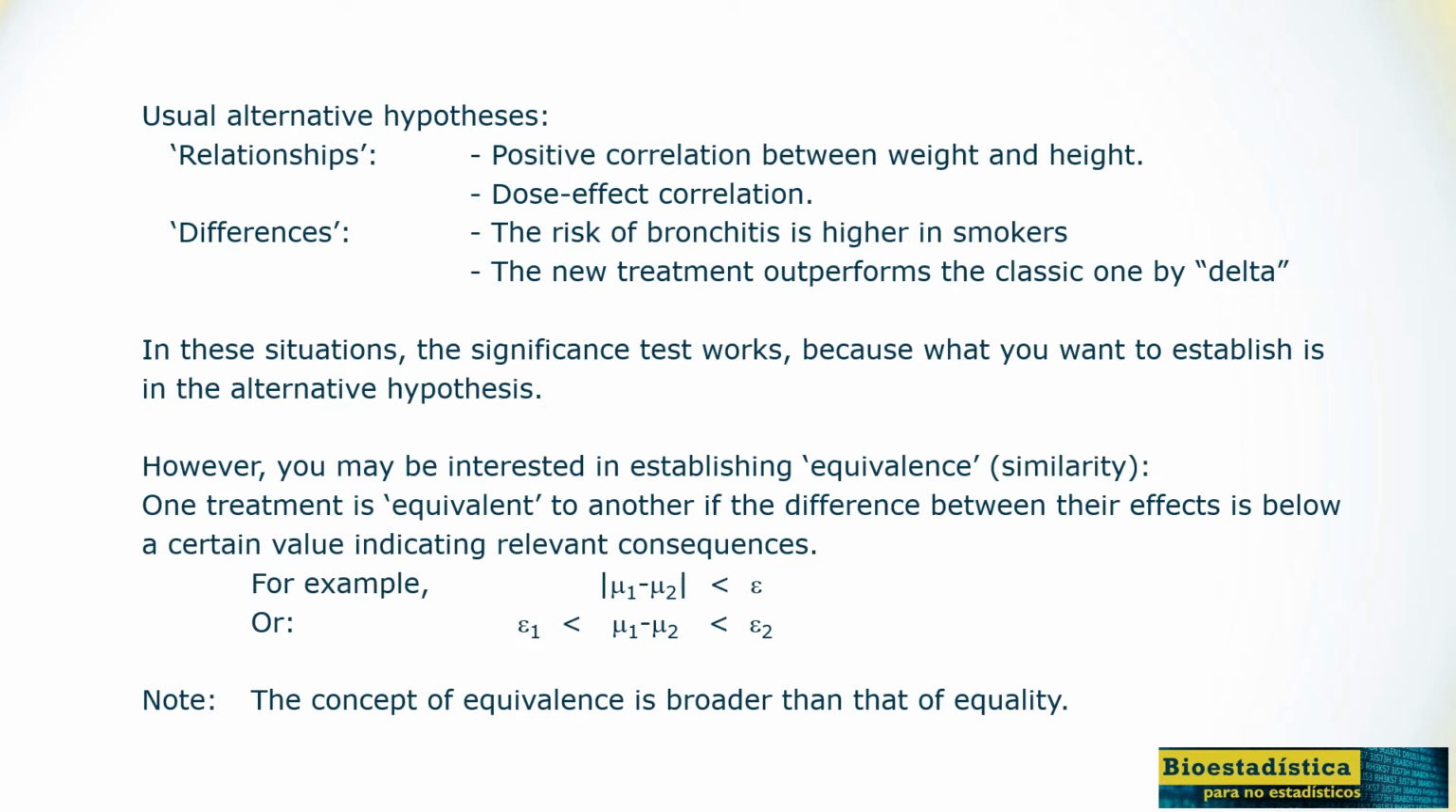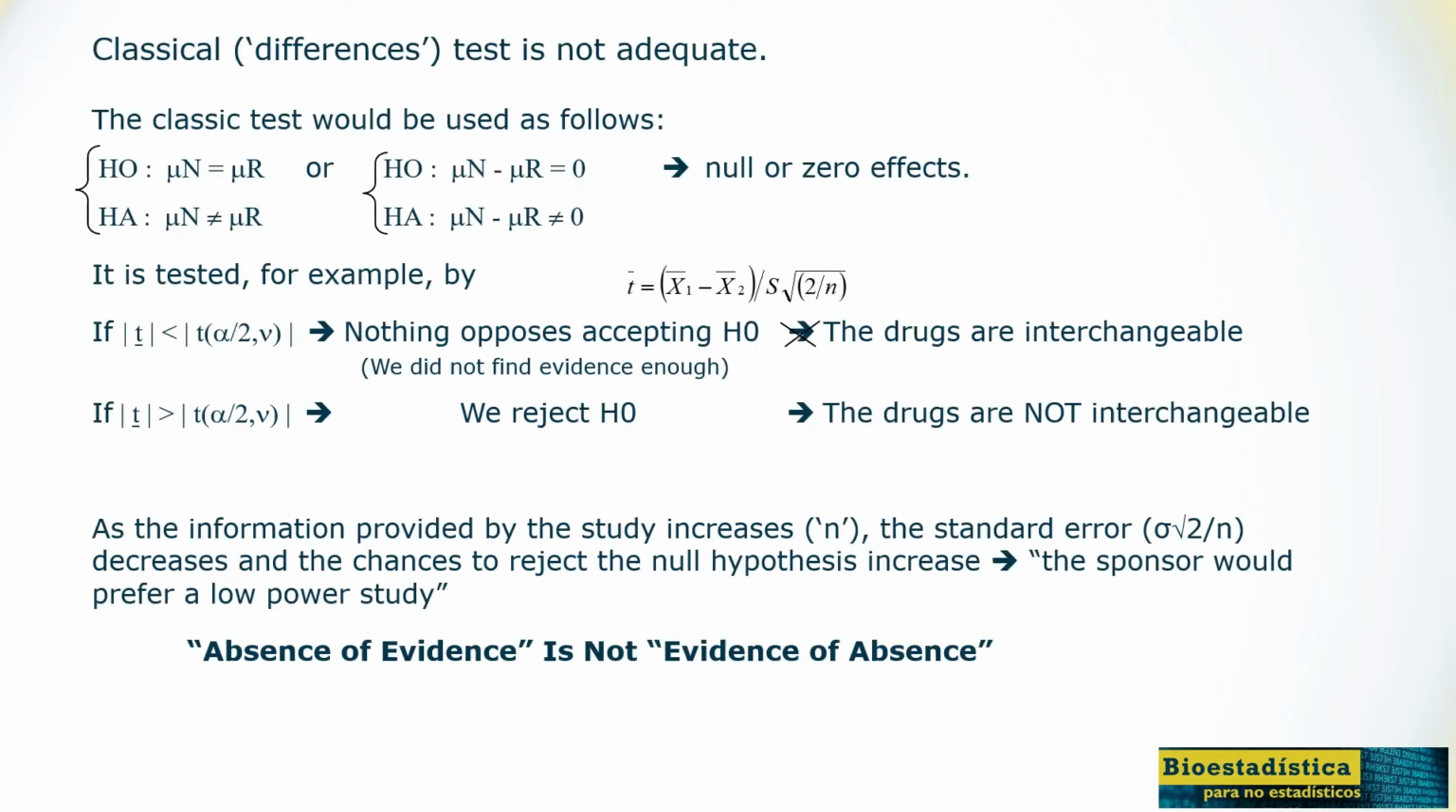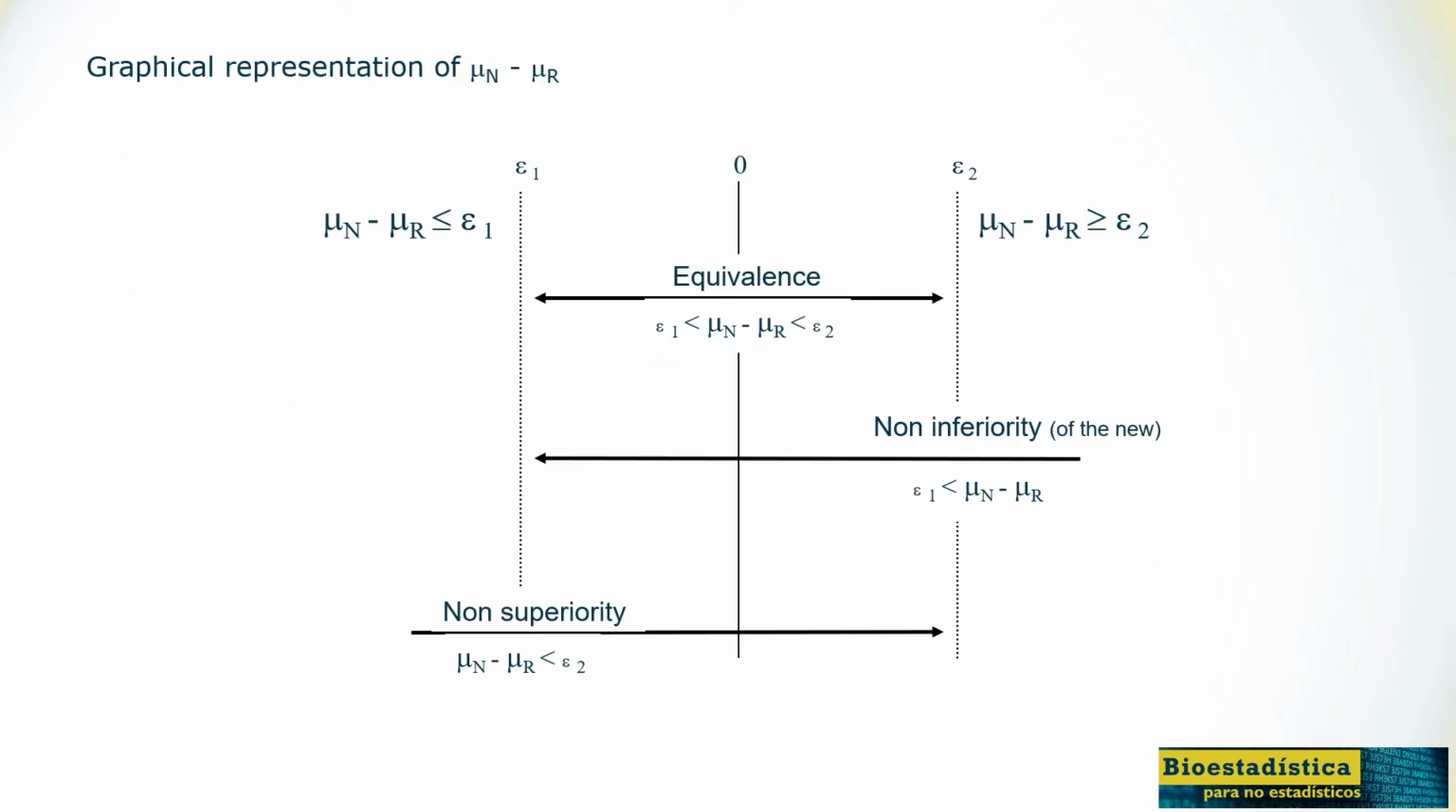However, when we want to demonstrate equivalence, we put in the alternative hypothesis what we want to demonstrate, absolute equality, as well as some minor differences, that we will also consider as equivalent. Remember, equivalence is broader than equality. To see why the difference test is not adequate, it is enough to remember that the absence of proof is not the proof of absence. This plot shows the greater breadth of the equivalence concept.